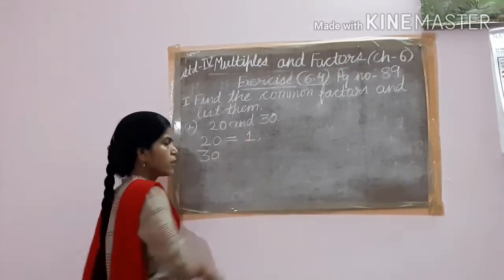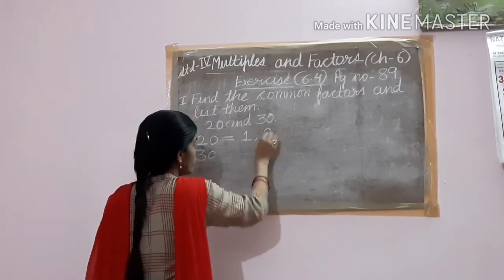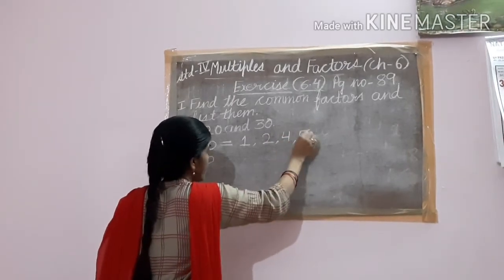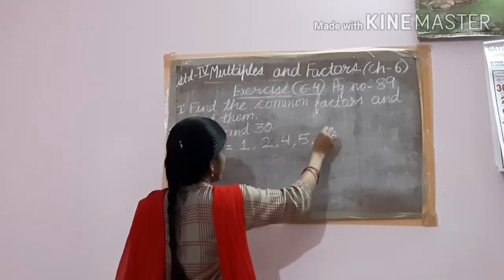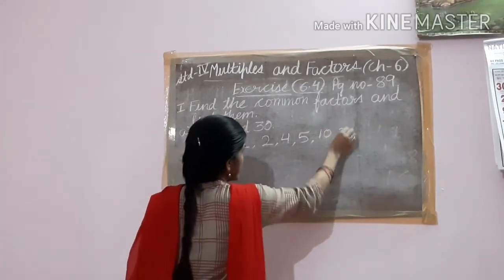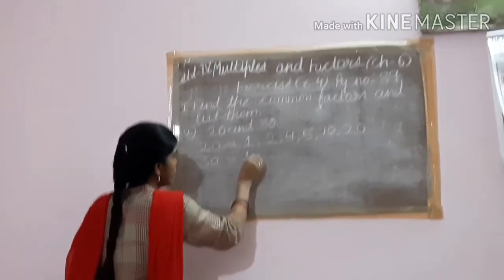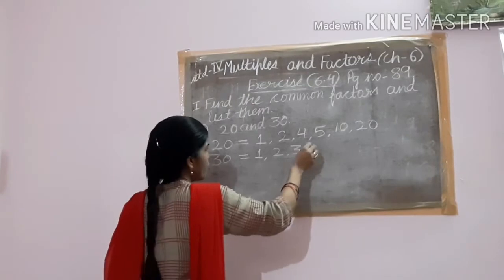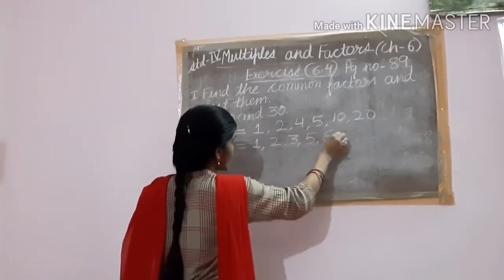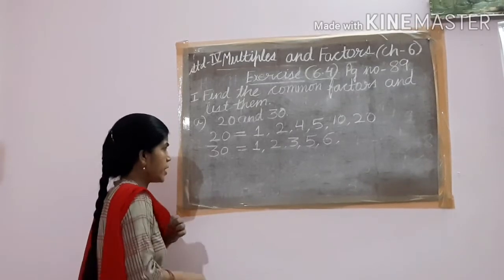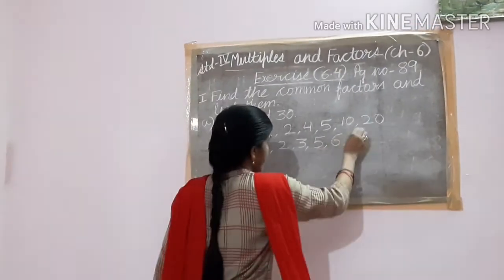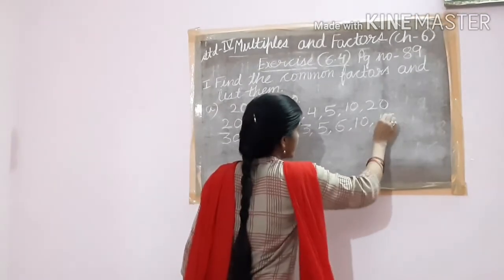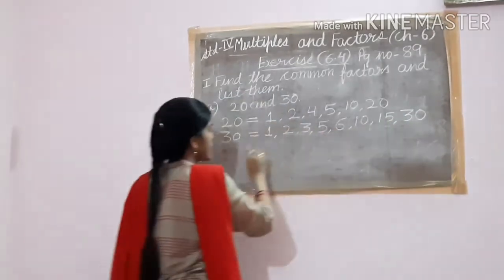First, 1 is the factor of every number. Then 2, yes, 2 tens are 20. 3 not, 4, 4 fives are 20 and 5 fours are 20. Then 10, 10 twos are 20, 2 tens are 20, and 20. And the factors of 30 are 1, 2, 15 twos are 30. Then 3 tens are 30. 4 not, 5 6s are 30, then 6 fives are 30. 7, 8, 9 not, 10 will come. And then 15, 15 twos are 30, and then 30. So these are the factors.